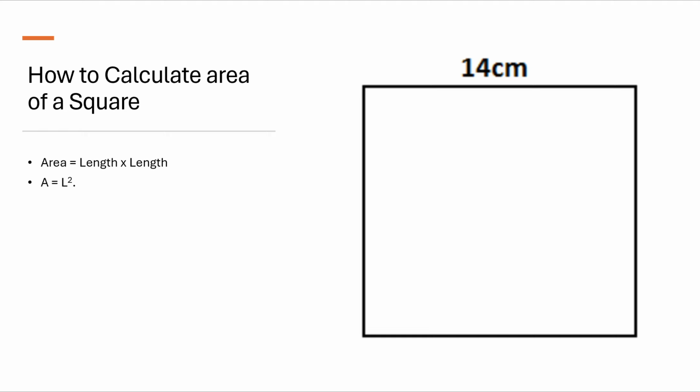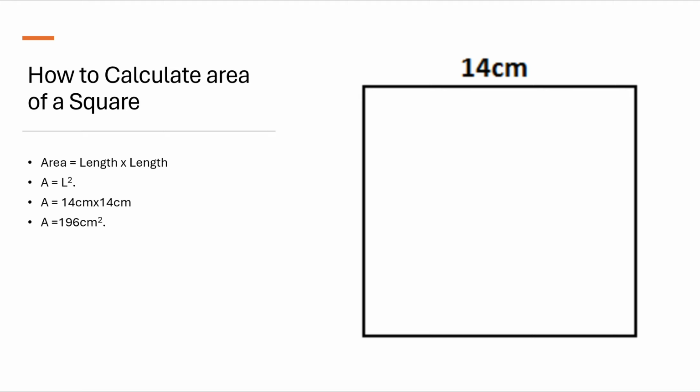Now, in our next example, we can see only one side length is given, but we know that all four sides are the same. So again, using our formula, A equals length times length, so A equals L squared, which means A equals 14 cm by 14 cm. We multiply 14 cm by 14 cm, and we get our area of 196 cm squared.